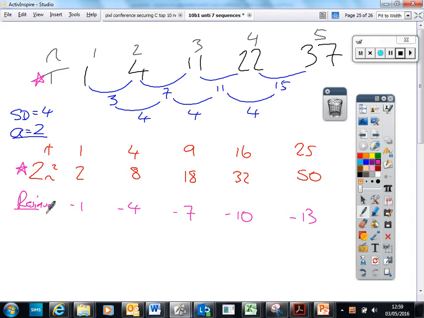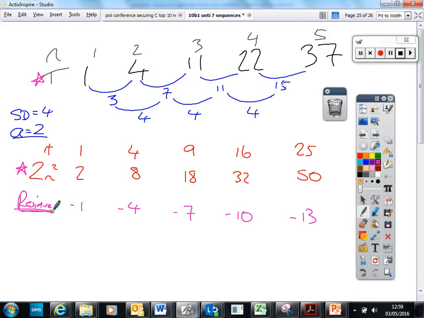That residue that we've just found should form an arithmetic sequence that, when we add it on to the 2n squared, we generate the sequence that we've got. So we've found it's 2n squared. We need the next part. This comes from finding the nth term of this. Now this is decreasing by 3 each time, and that's a constant first difference. Okay, so the first difference is minus 3.